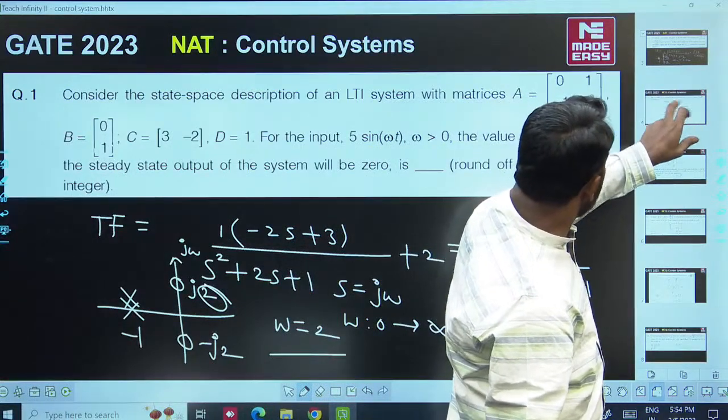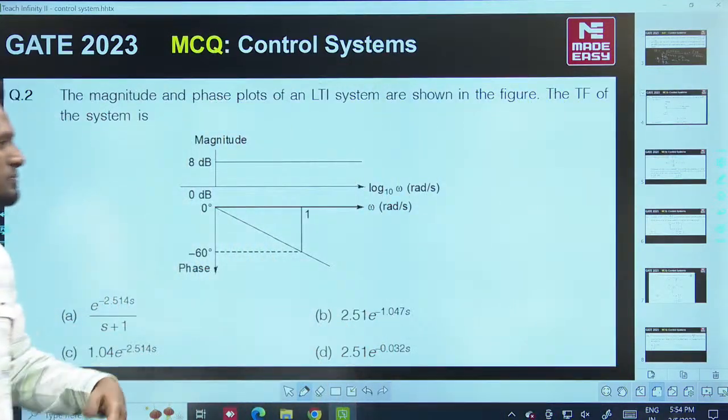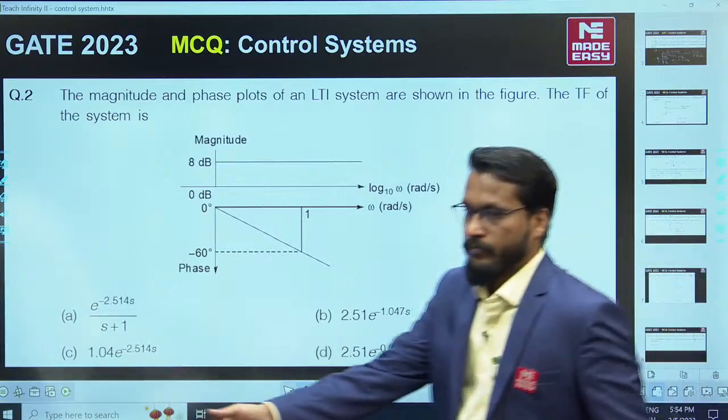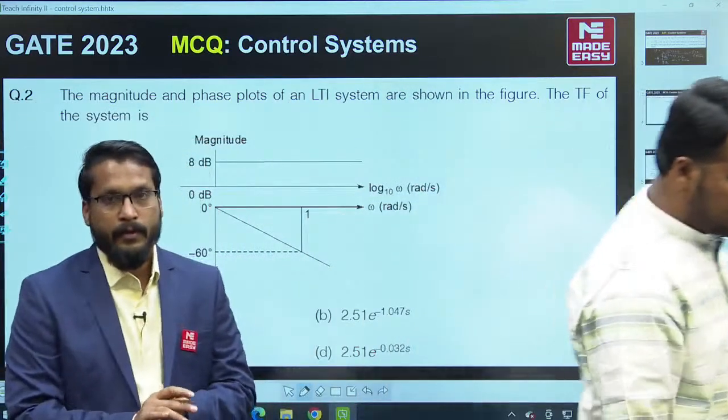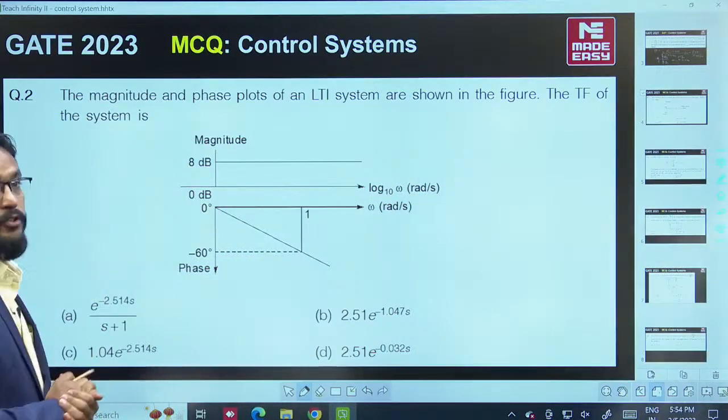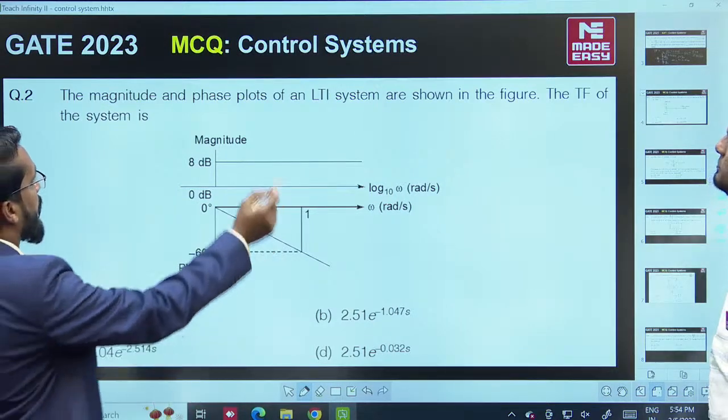Moving to the next question. Okay. Thank you, sir. So this is the question from Bode plot.